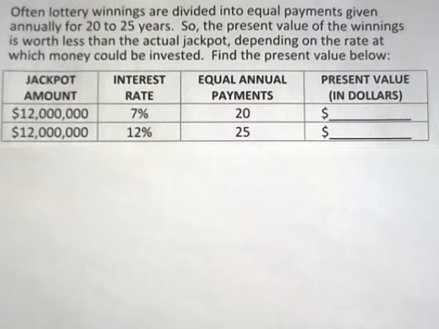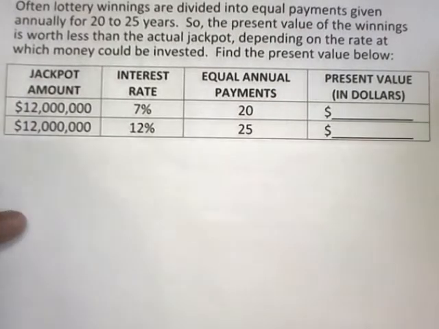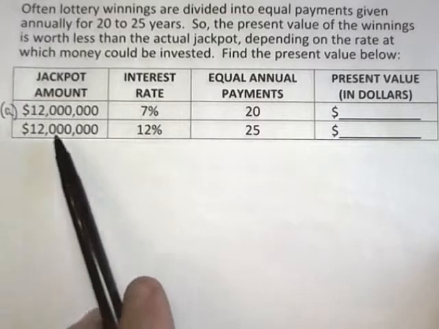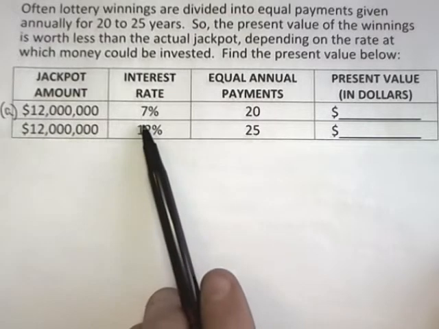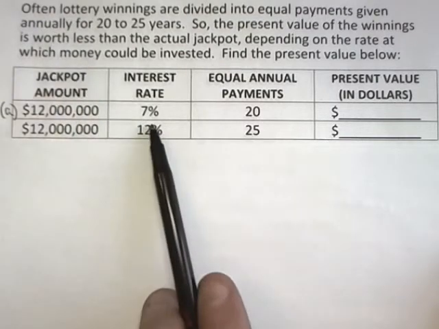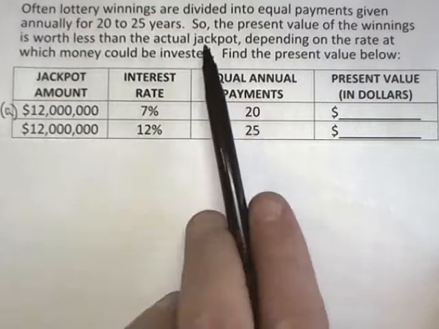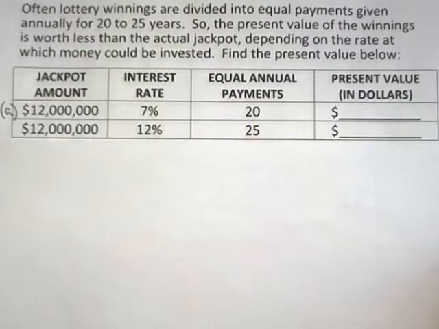These are essentially two separate problems. Let's consider the first line, say that to be the A part. I'll do the A part first, and then we'll work the B part really as just a totally separate problem. In the A part, the jackpot amount is $12 million at an interest rate of 7%. It's done annually, so that'd be 7% compounded annually. 20 equal payments once a year, so that'd be 20 years. And we want to find the present value in dollars.